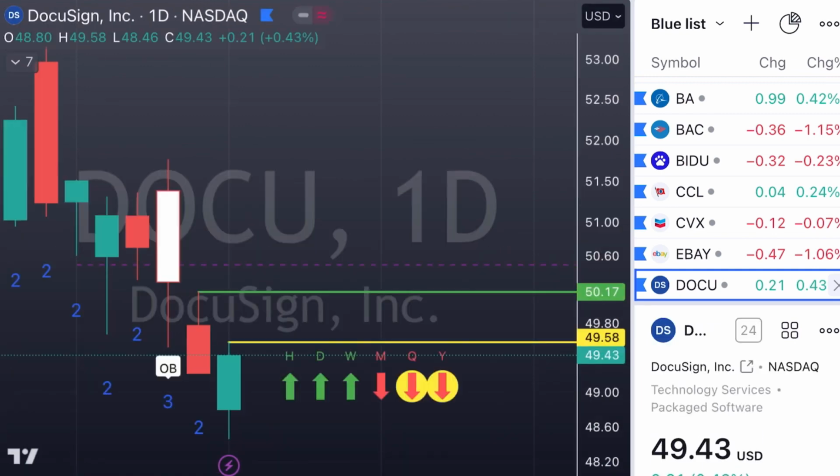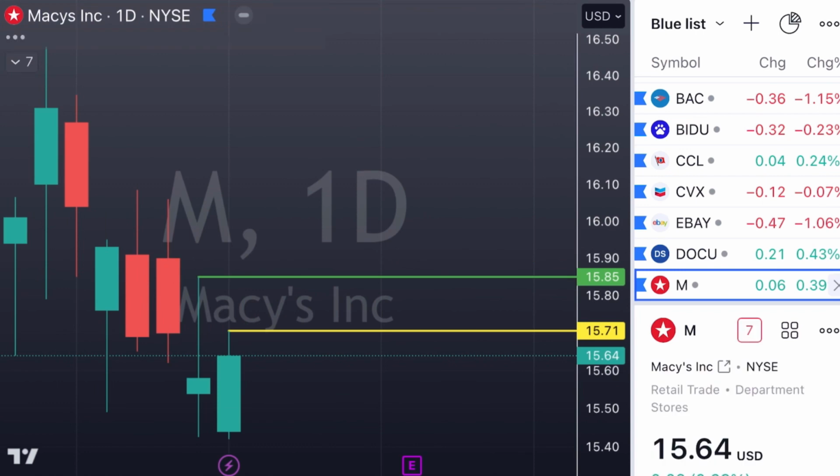So Rob Smith used to call this 2-2 on a Tuesday. We look for the 2-2 reversals on the Tuesday. 2-2 on a Tuesday. Doesn't matter up or down. That's what we're looking for, okay? So DocuSign, 2 down green. We look for the calls at 49.58.